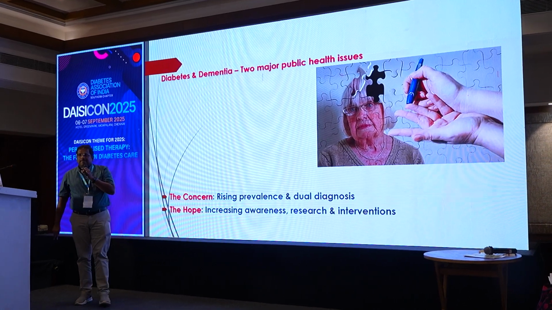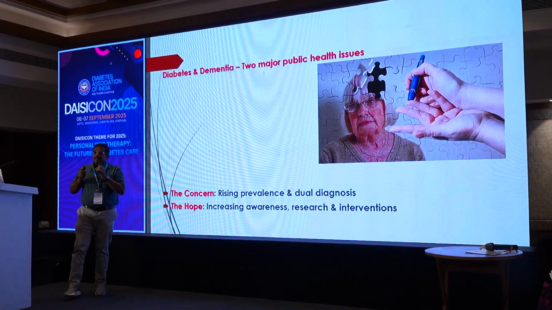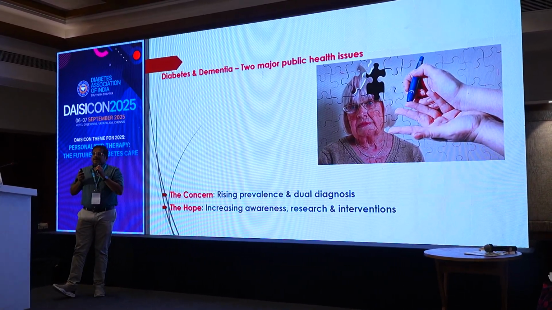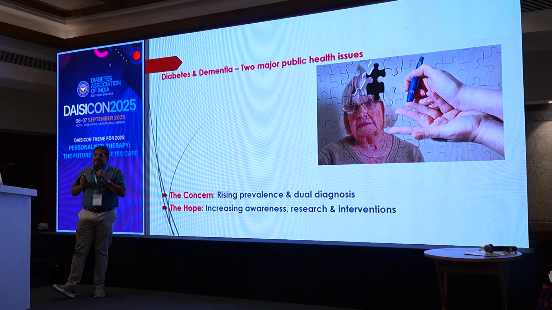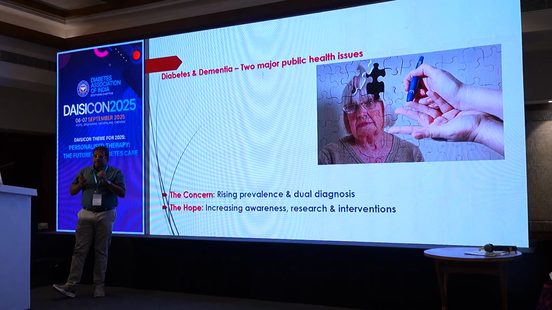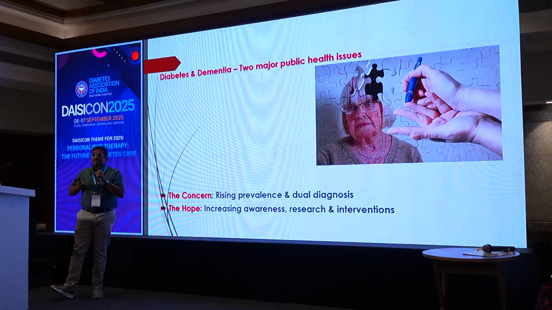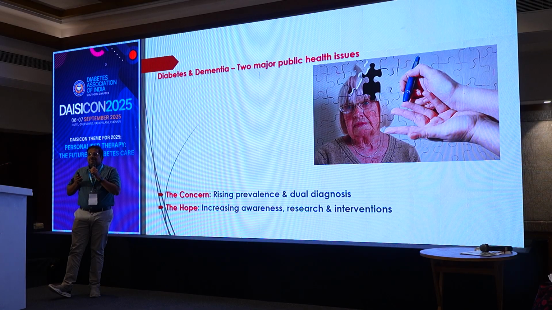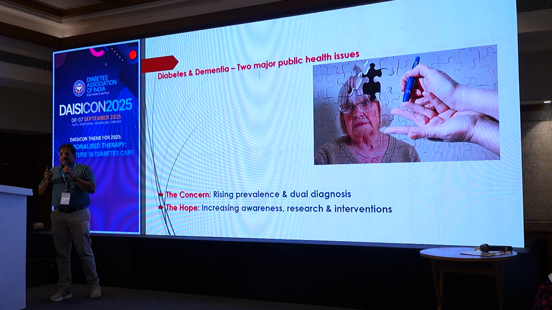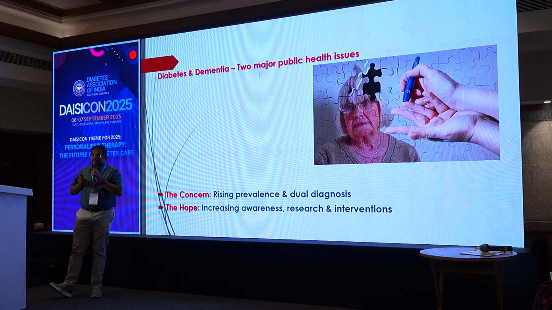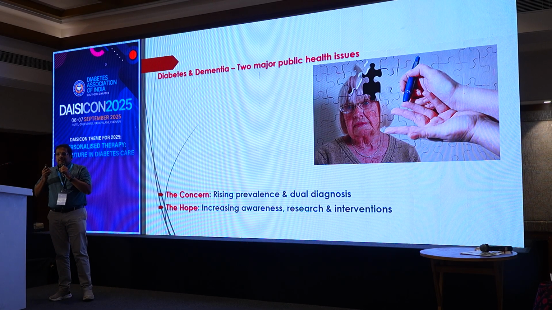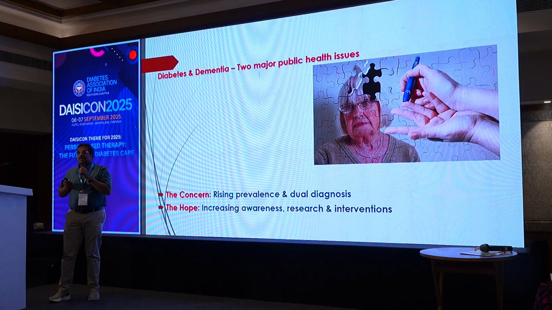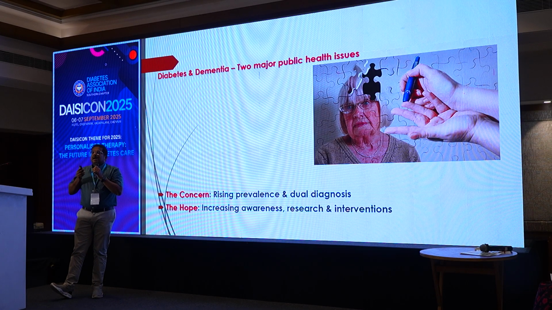Dementia and diabetes are two major public health concerns, we all know. The main concern is the rising prevalence of both diseases. Both diabetes as well as dementia keep increasing, and their association is also increasing, making both conditions difficult to manage. The hope is that there is increasing awareness among the public as well as physicians in diagnosing these conditions, and some research and interventions bring hope in managing both conditions.